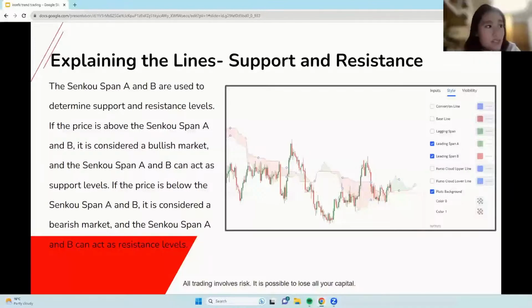So if the price is above Senkou span A and B, then it's considered to be a bullish market. As you can see in the screenshot that I took from TradingView, Senkou span A and B outline the cloud. So it's used the same way as I mentioned earlier. When price moves above the cloud, it's bullish. When price moves below the cloud, it's considered bearish. So if price moves below Senkou span A and B, it's a bearish market. And these lines can also act as support and resistance levels, since they are specific levels, as you can see here.